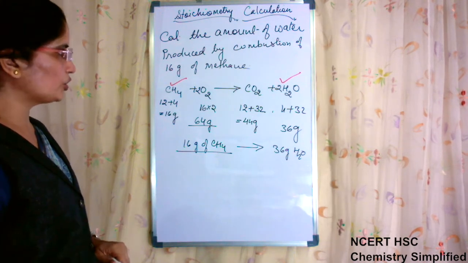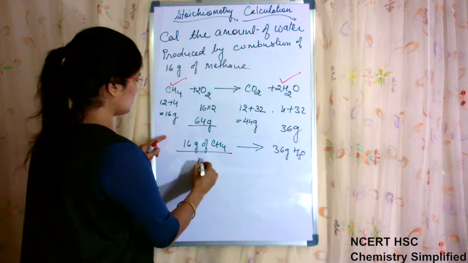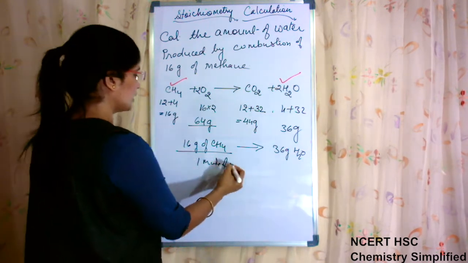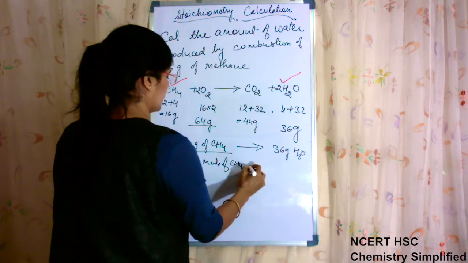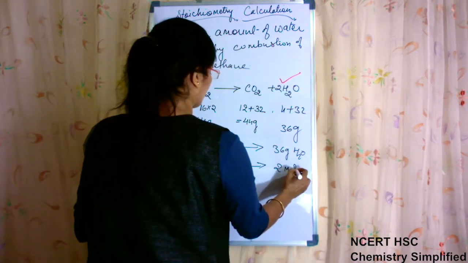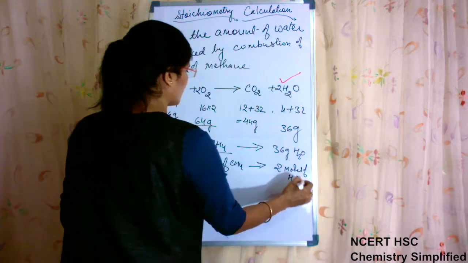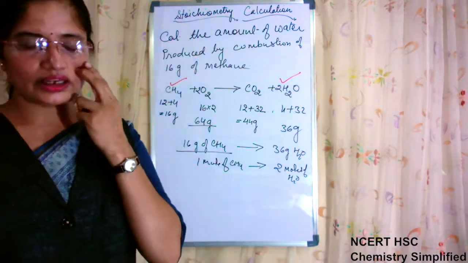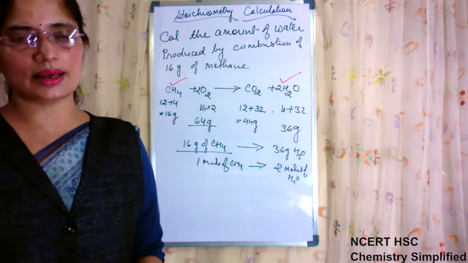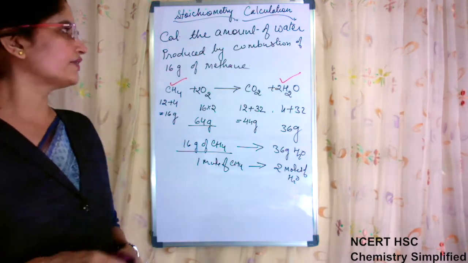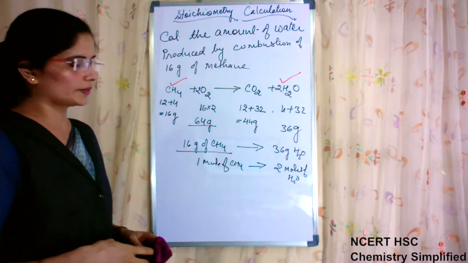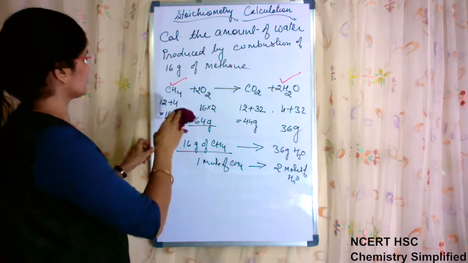In moles, if we want to report, we can simply say that 1 mole of methane is producing 2 moles of H2O. So generally stoichiometric calculations are very simple. The only thing is that you have to reach the balanced chemical equation and then find out the real masses which are actually combining according to the equation.